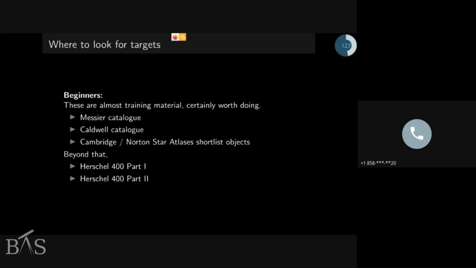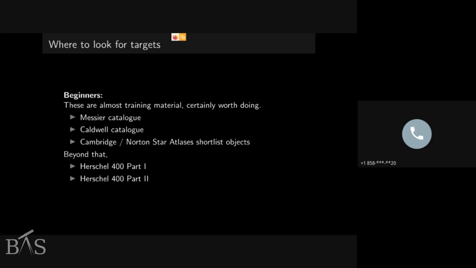So where do you look for targets? For beginners, it's very easy, because if you haven't done these things, these are the things that are already available to you. And that's number one, the Messier catalog. The Messier catalog, as we said, has 110 objects. They're all very bright. I won't say they are all very bright, but 90% of them are very bright. And you can see all of them in an 8-inch telescope, maybe even a 6-inch telescope. I know people have seen them in binoculars. So that's a very good thing.